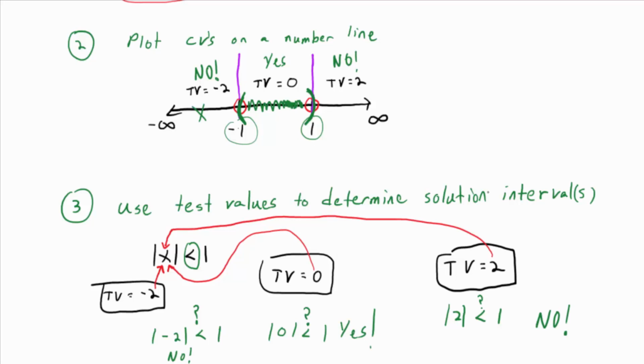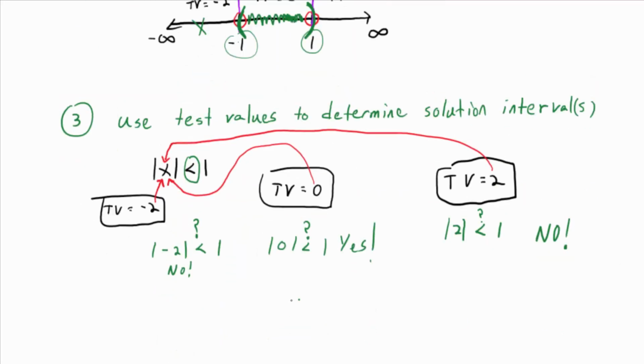Anyway, reading from the graph, pretend like you don't already know the answer, what's the solution interval? Yeah, -1 to 1 is your answer. So what we're saying is all x values in that interval between -1 and 1 satisfy the inequality. So what's really going on here?